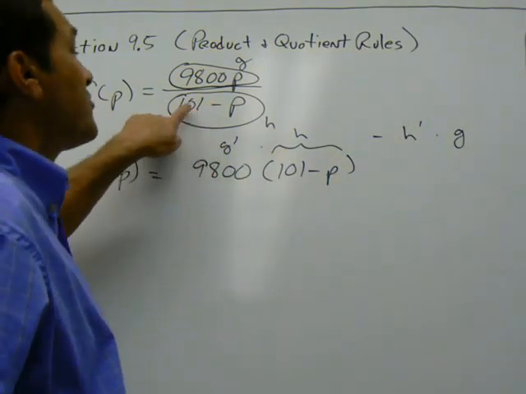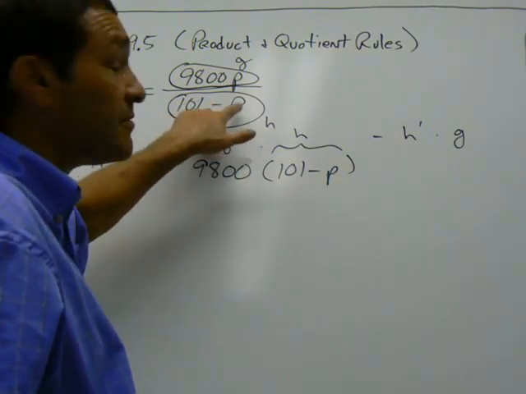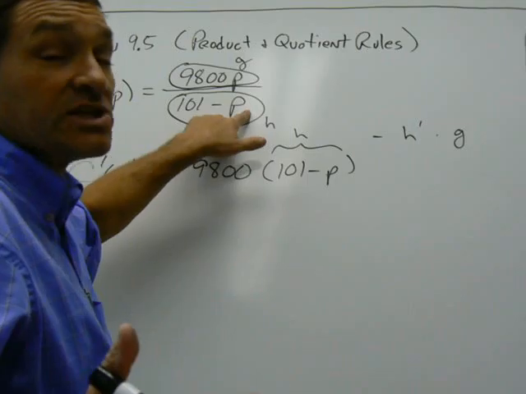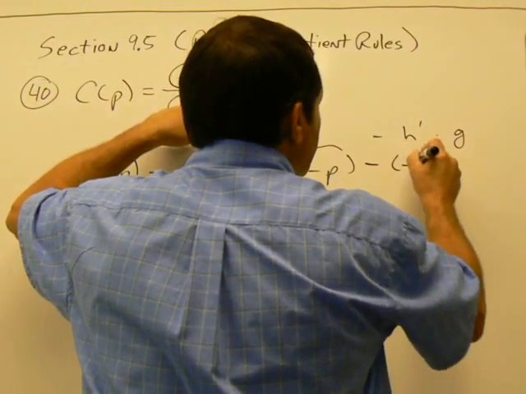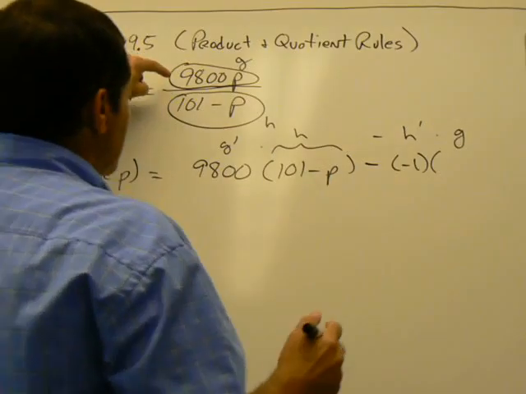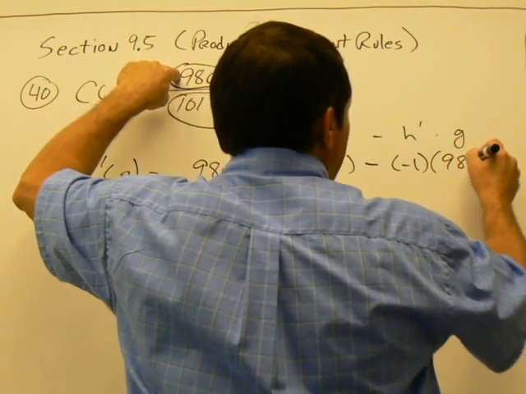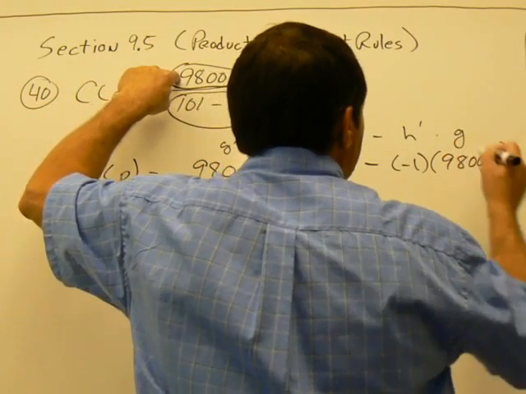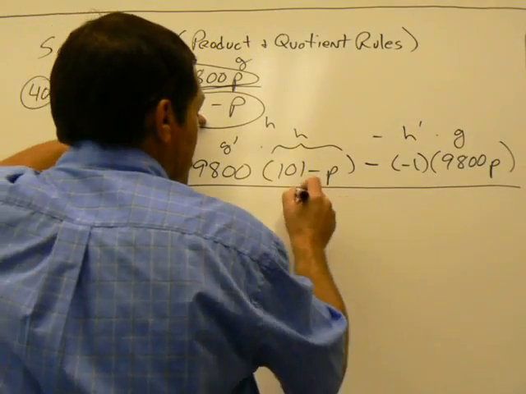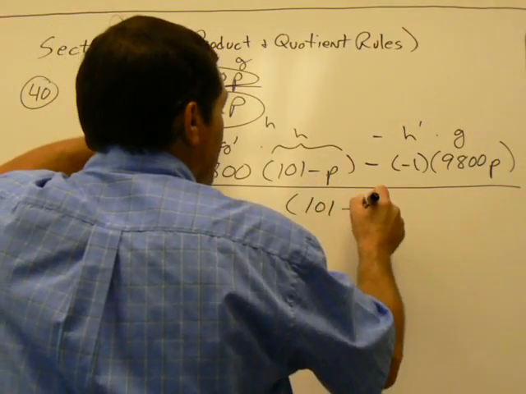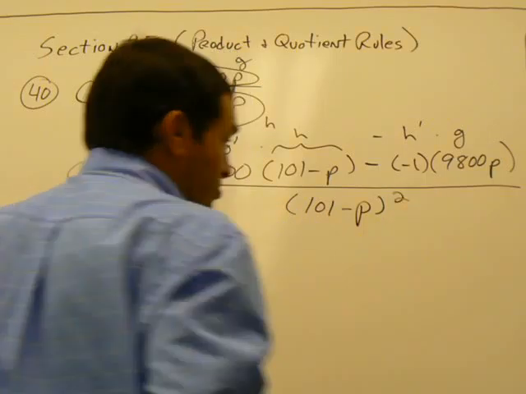And you subtract h prime times g, the derivative of the denominator. Now, the derivative of 101 is 0. The derivative of negative p is, think of that as negative 1 times p, the coefficient of negative 1. Your function g is just 9800 times p. All of that over your function h squared, 101 minus p squared.